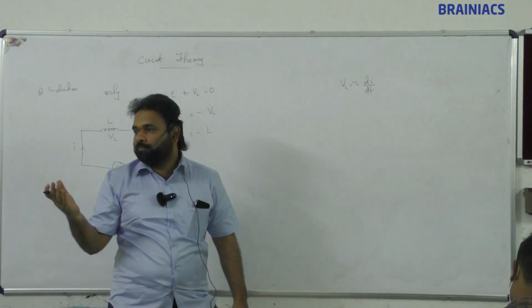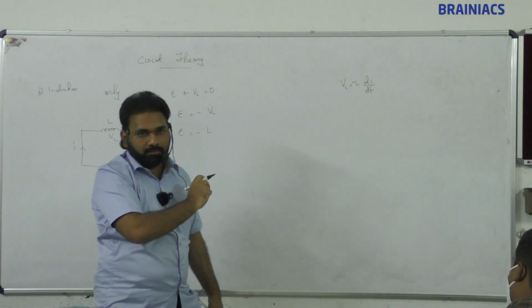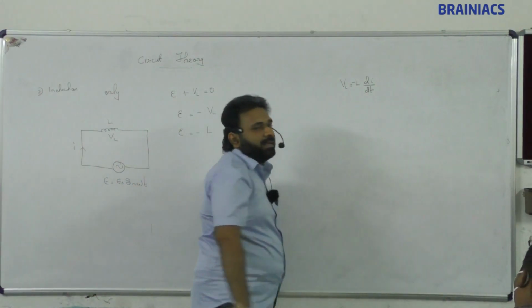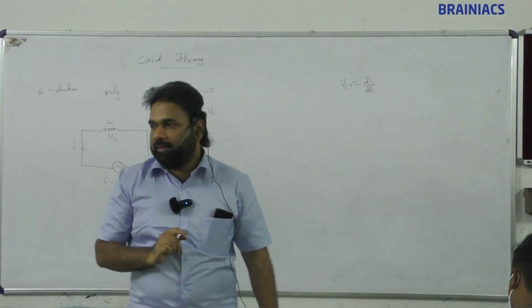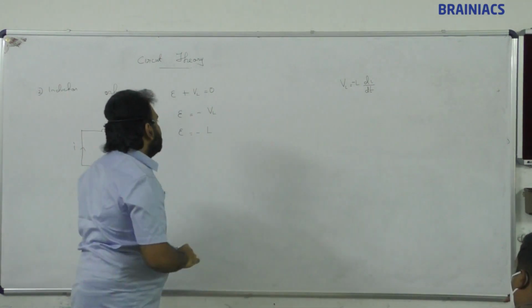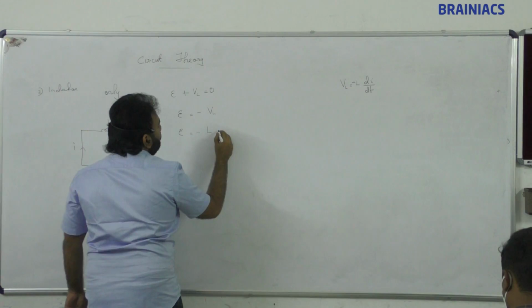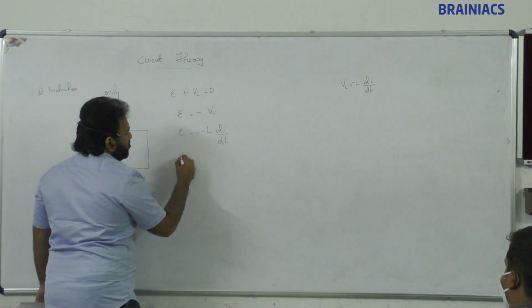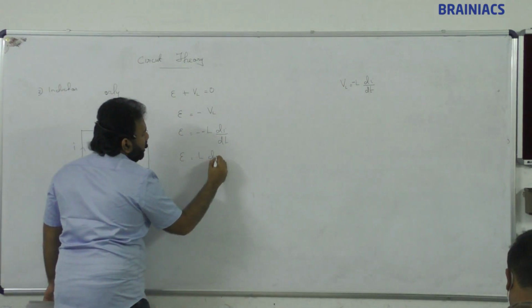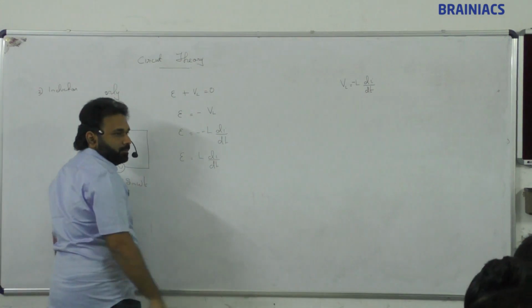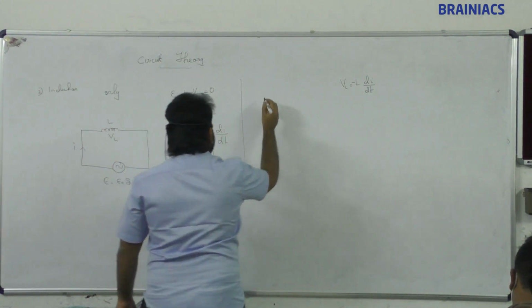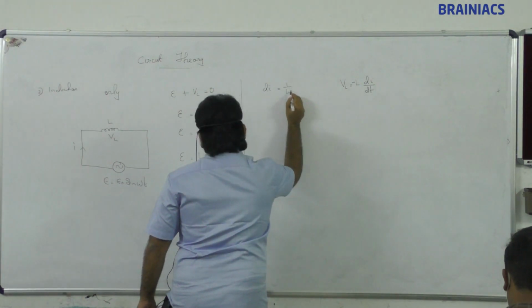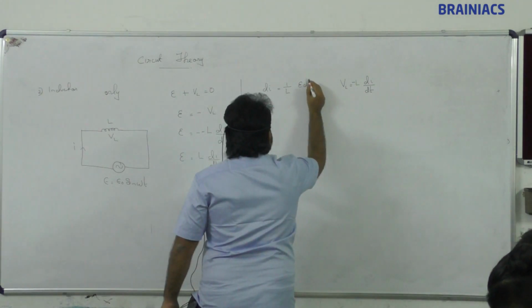Because of Lenz's law, a negative will come there. Clear? If you do not know, just remember that the voltage across the inductor will be minus L di by dt. So minus L into minus of di by dt, we could say that E is equal to L di by dt. Clear? Now if I write di, I will be getting di is equal to 1 by L E dt.